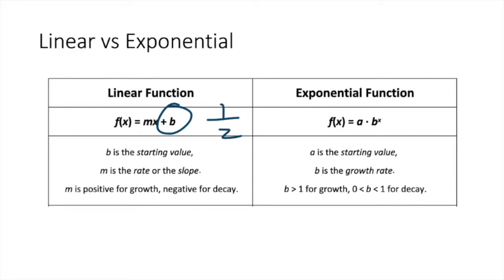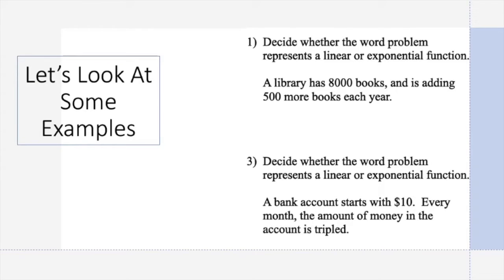An exponential starts at that a value. Remember, the a value was our y-intercept. Did we go up the same amount every time? No. We went up 2 and then 4 and then 8, then 16, then 32. It doubled every time. The linear one adds something every time. The exponential one multiplies something every time. Are you with me? Let's do numbers 1 and 3.